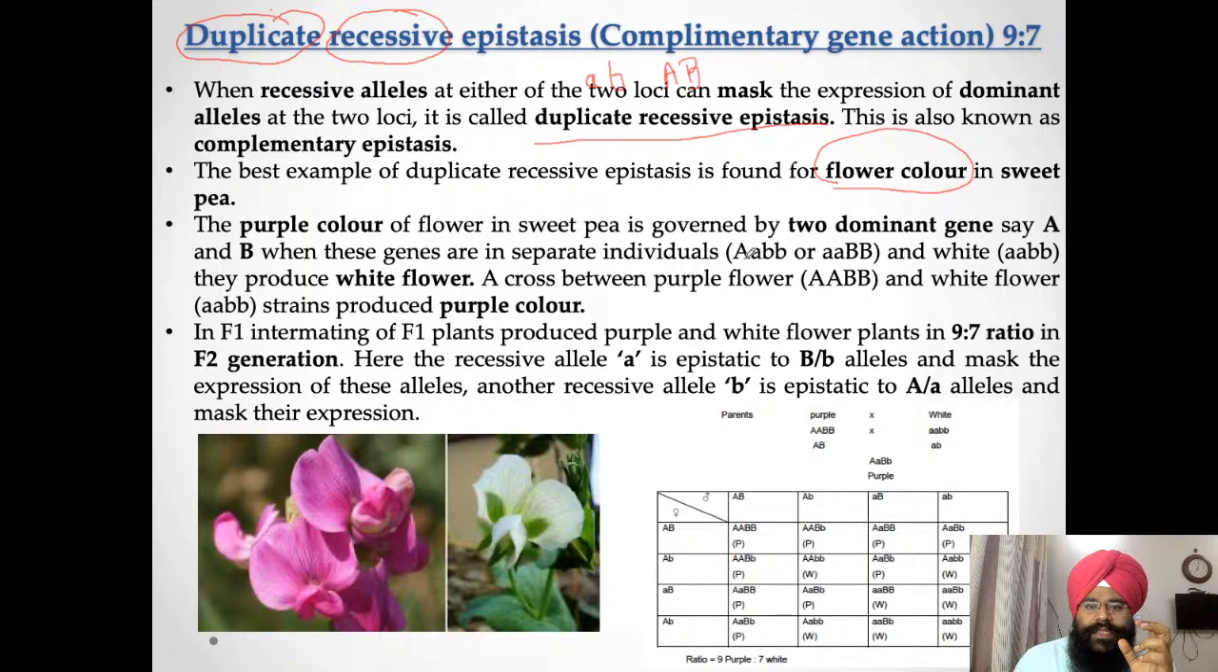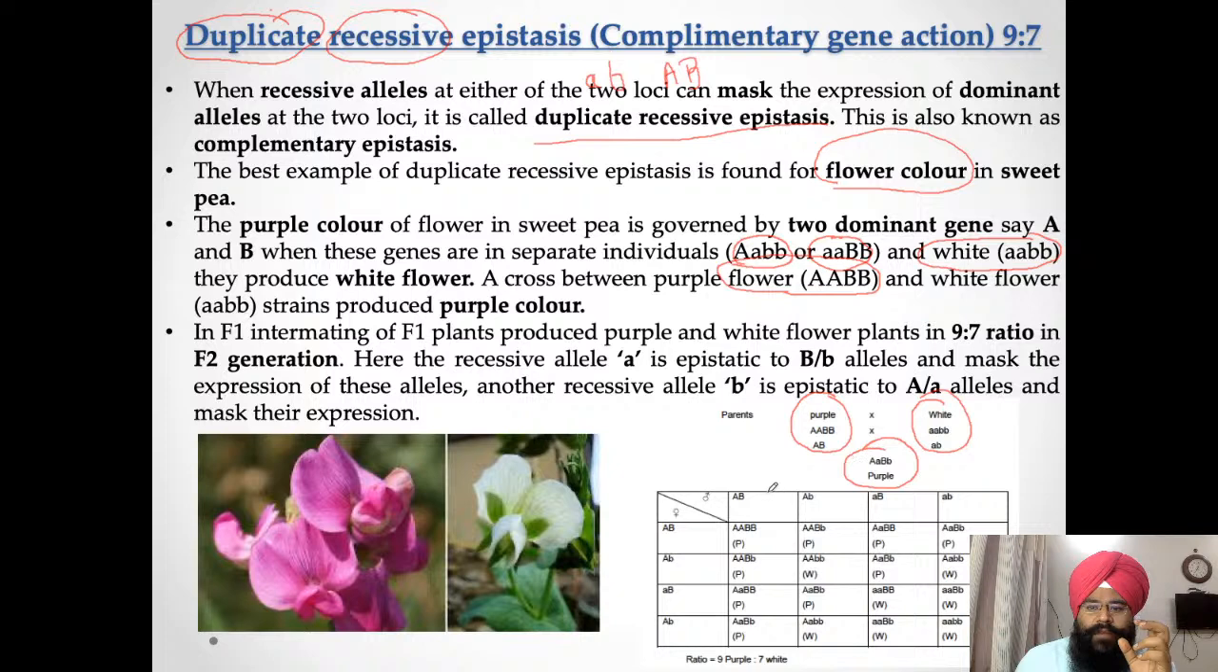And when these genes are separate individuals, capital A small b and small a capital B, they produce white flowers. So whenever they're in this small form, they produce white flowers. A cross between capital A capital B and white flower strains produces purple flowers. So first, whenever we have a cross of purple, capital A capital B, and small a small b, we have the F1 generation to be purple.